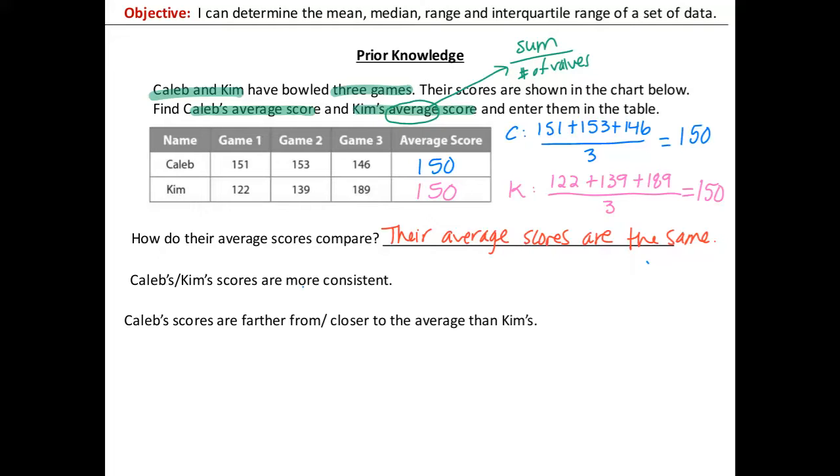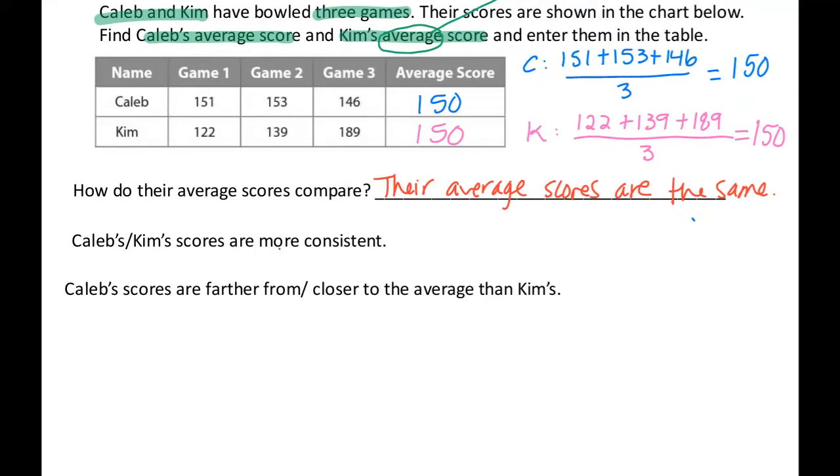But if we look at their individual data, it says whose scores are more consistent, Caleb's or Kim's? Looking at the average and comparing it to their scores, which are more consistent? More consistent, like they're about the same every time. If we look at Caleb's 151, 153, 146, those are all pretty close to 150, right? But if we look at Kim's, that's 122, 139, 189. None of those are even in the 150s range. So whose is more consistent?